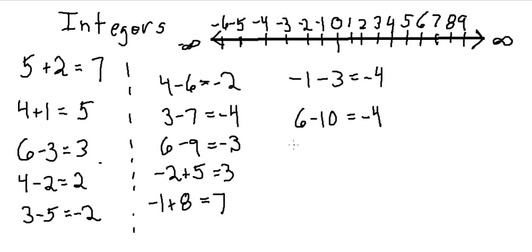Let's try that again. 3 minus... Did we do 3 minus 8? 3 minus 8. So 3 is 3 spaces from 0. Boom. And that leaves 5 more to go, right? And that automatically puts us at negative 5.